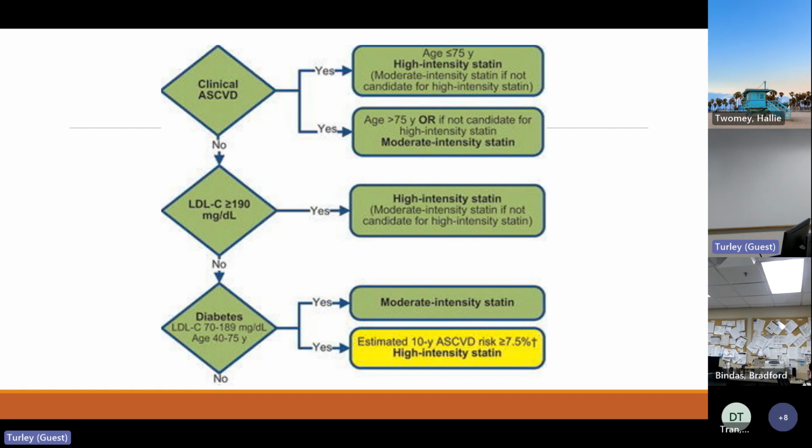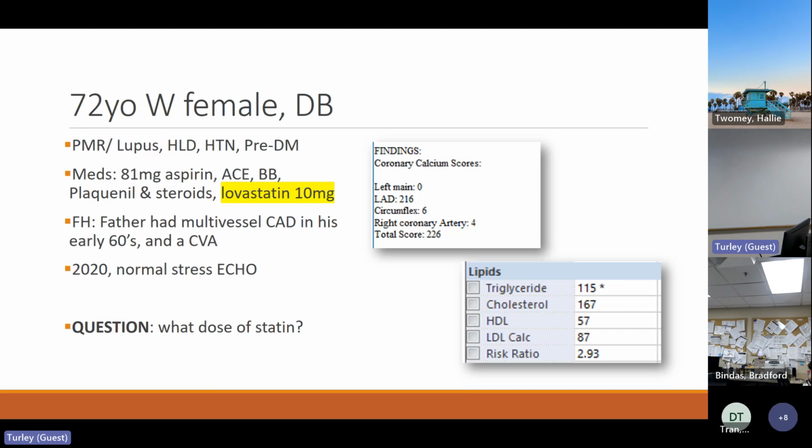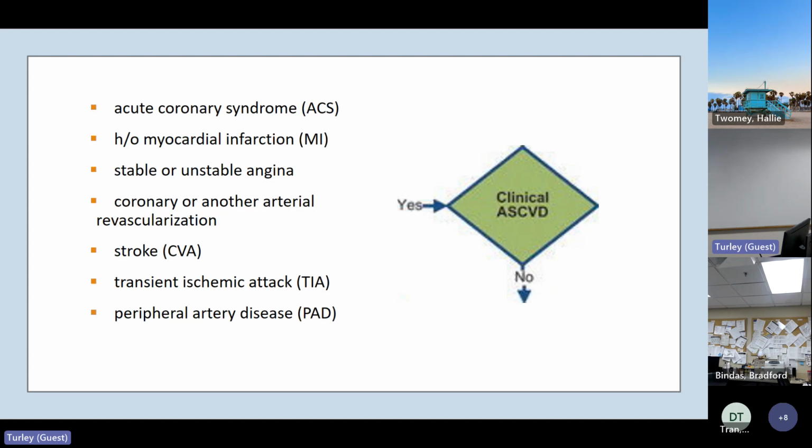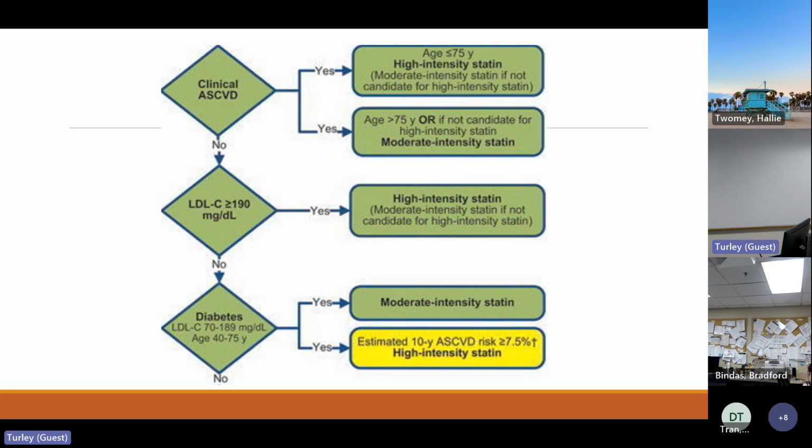How many of you are comfortable leaving her where she's at? The problem is, our current guidelines wait for you to have an event. They want you to have clinical ASCVD to be on a high intensity statin. So heart attack, stroke, you needed a stent, you needed a bypass surgery. Or if you have an LDL above 190, or if you have diabetes and you fall into a higher risk category. I think all of you can appreciate, since I'm trying to emphasize, that's too late. We shouldn't be waiting till my poor lady has a stroke. So we're going to intensify her therapy.